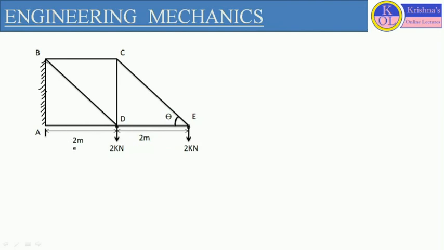AD is 2 meter and DE is also 2 meter. And since ABCD represents a square, CD will also be 2 meter and BC will also be 2 meter. And this AB is not at all considerable, but still I'm writing it as 2 meter. And this CE is making angle theta with DE. So here we will consider this triangle CDE, and from this triangle we can define this angle theta.